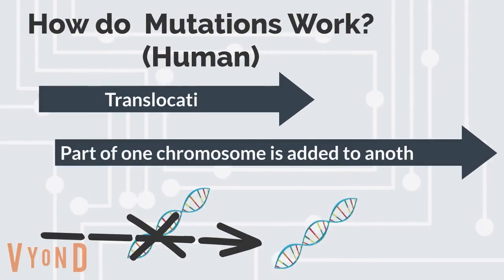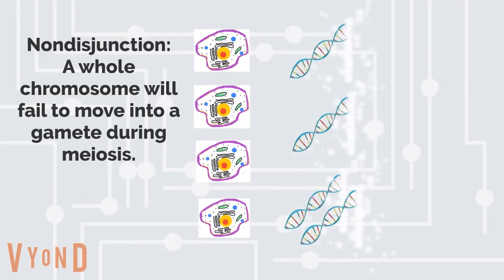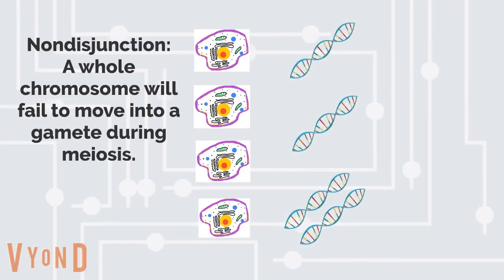We can't talk about mutations without talking about translocations. For a translocation to occur, one piece of a human chromosome is added to another. Also occurring in humans is non-disjunction. A whole chromosome will fail to move into a gamete during meiosis, which is also known as sexual reproduction.